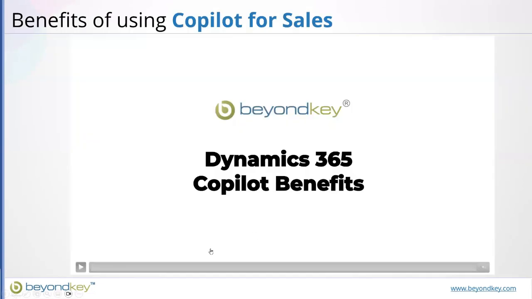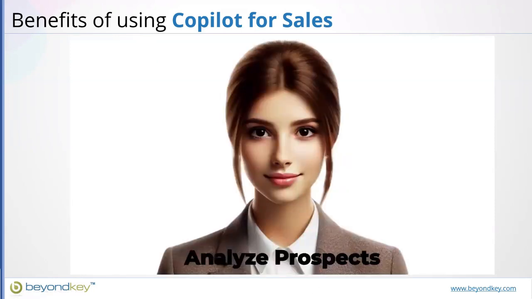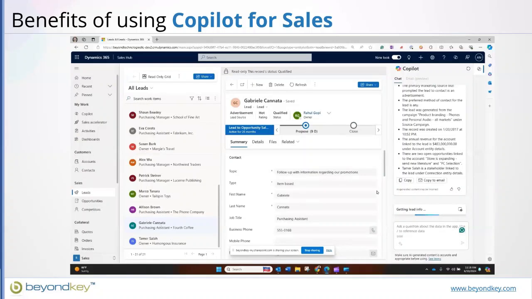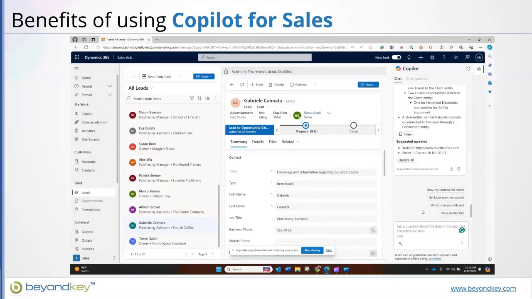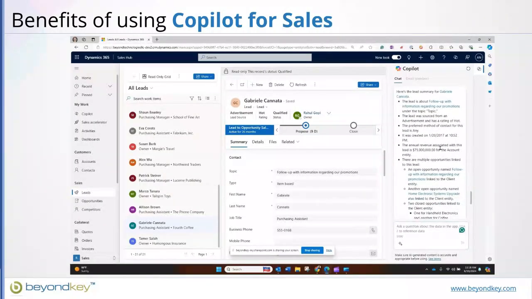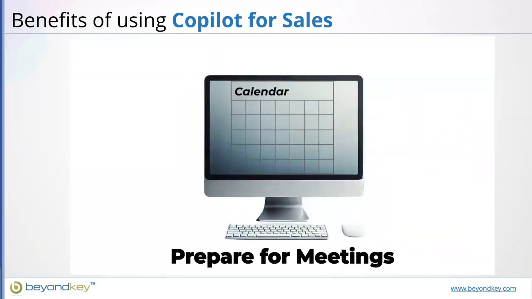So with that said, let's talk about the benefits of using Copilot for sales. Why would your organization use it? How can it benefit your business? The first reason is it's going to help you analyze your prospects more effectively. As you can see here, we're in a file on Dynamics, and on the right-hand side, it automatically starts getting lead information about that file. It pulls up all this information in a simple and easy to use method.